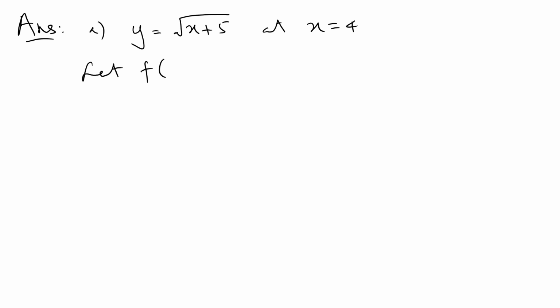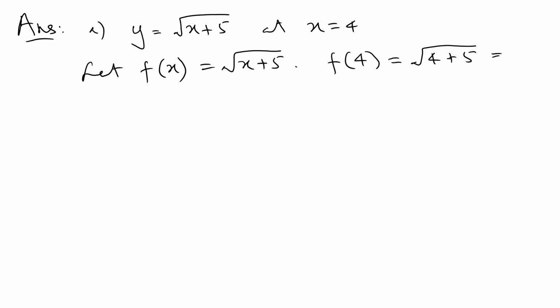Let's start with the linearization first. We have a function y equals the square root of x plus 5, at x equals 4. That's the information we have. So we can say let f of x equal the square root of x plus 5, and we also need to evaluate the corresponding y value, which is f of 4. We plug in 4, which is the square root of 4 plus 5, which is the square root of 9, which is 3. So 3 is the value.